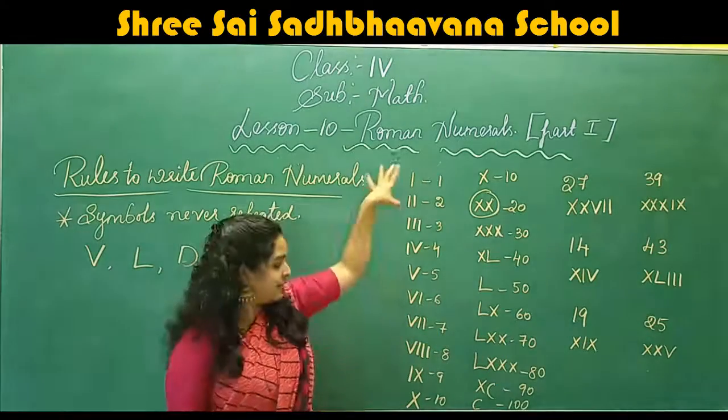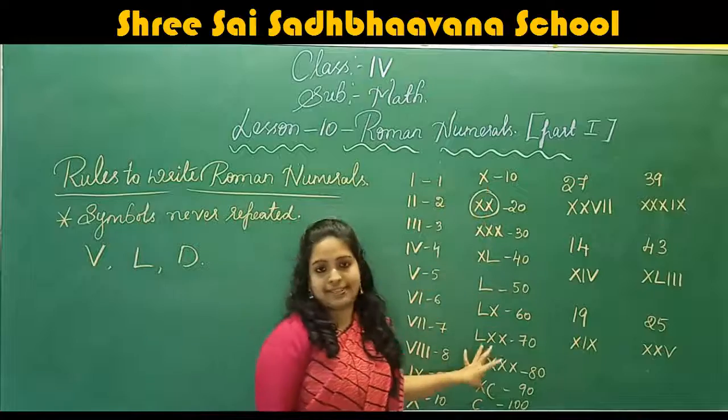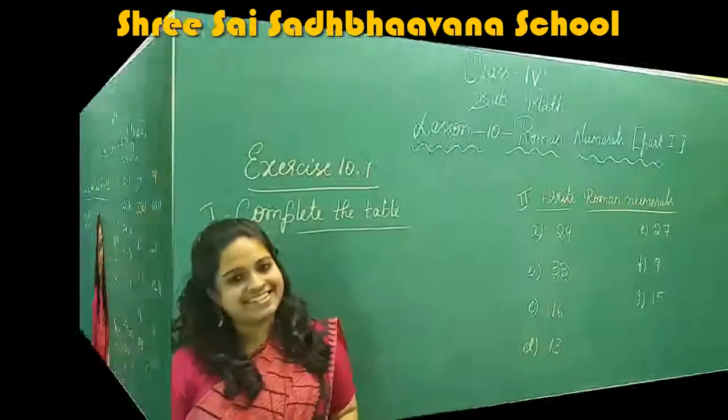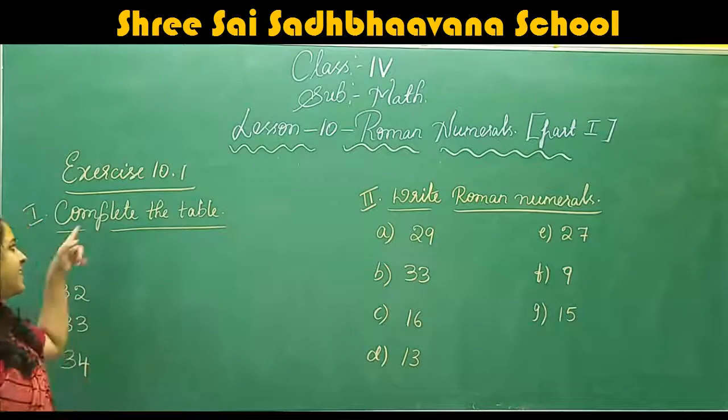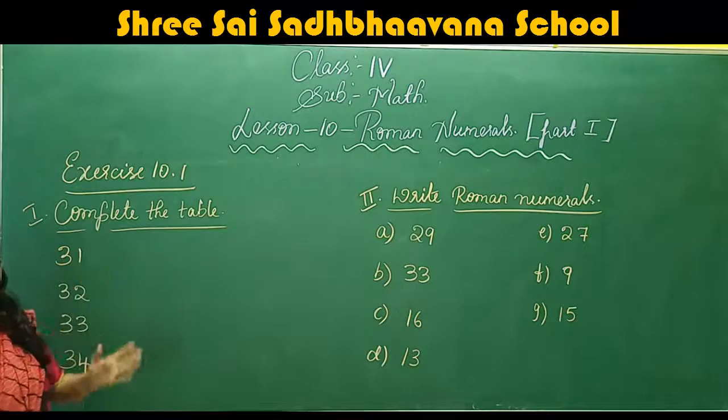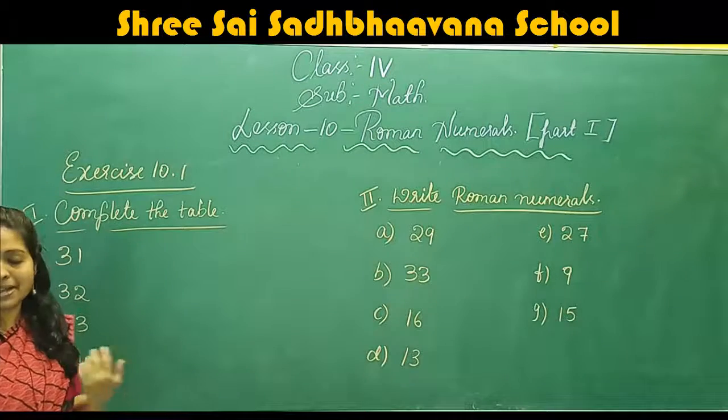What you have to do? You have to learn this as well as this. Okay. I hope you have understood this. Children, now let us discuss the exercise 10.1. So here you see the first main, complete the table. So the first main is nothing but complete the table.